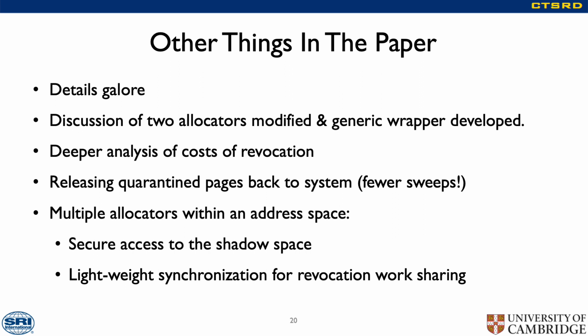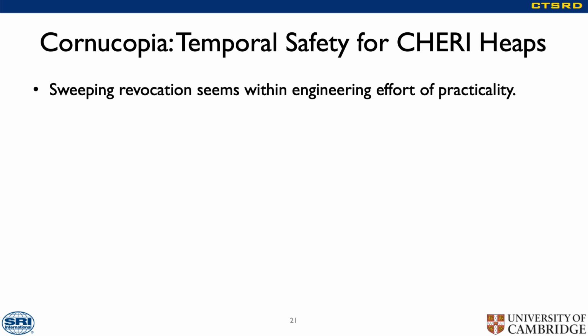We include discussion of 3 different user space components we developed and considered, a deeper analysis of where revocation incurs expense, and several considerations for future work and deployment of Cornucopia. We simulated releasing quarantined pages back to the operating system to reduce the need for sweeping. And last, the paper details mechanisms for secure and efficient operation of multiple allocators within a single program. We believe that sweeping revocation is within engineering effort of practicality, and that there are some relatively straightforward steps we can make to lower the overheads reported here.